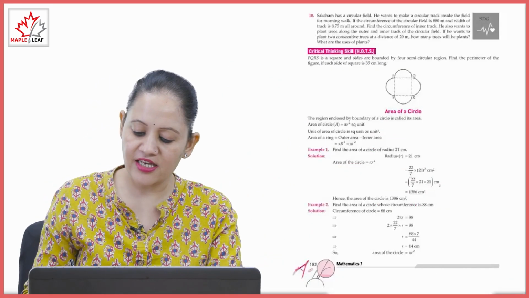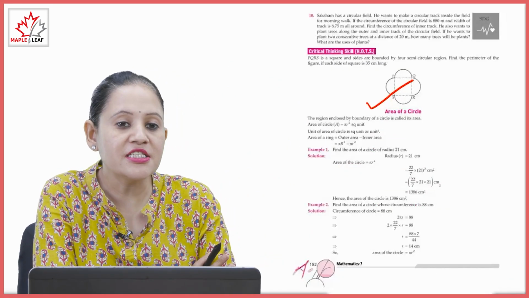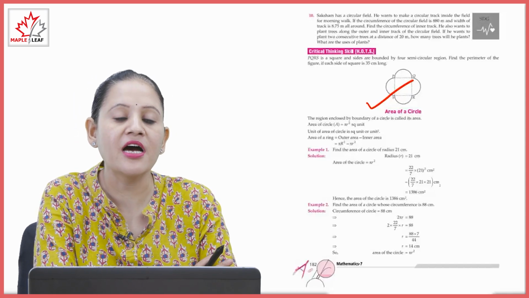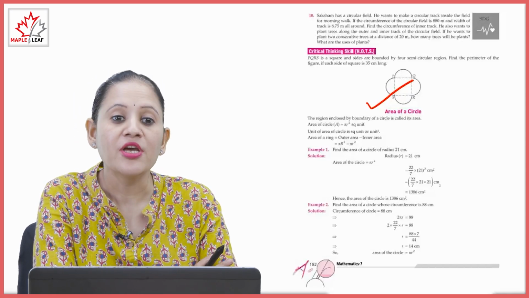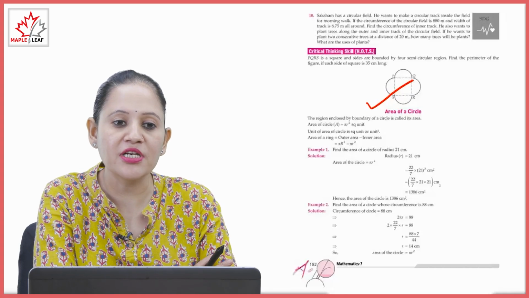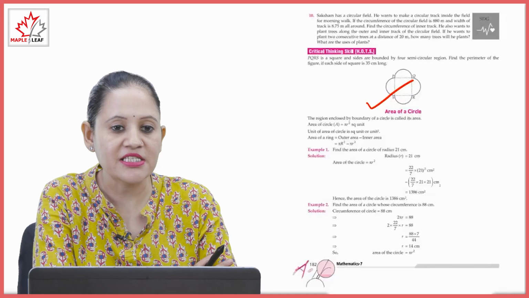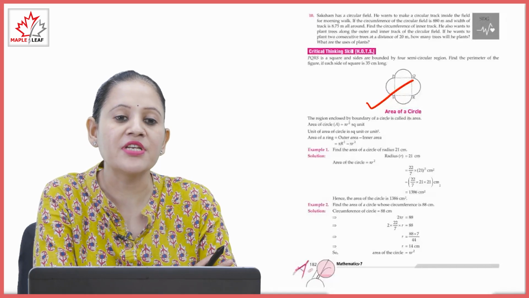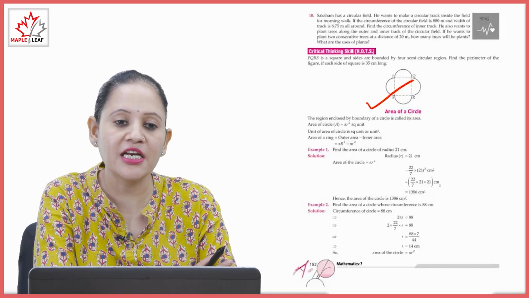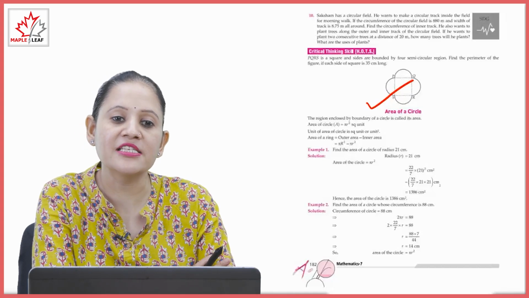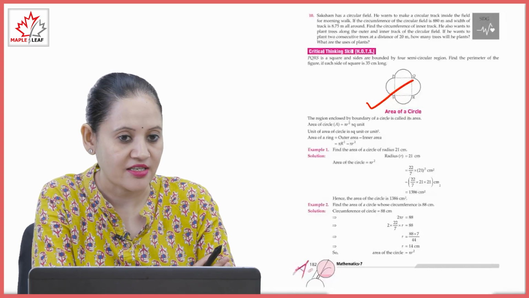Next is area of circle. The region enclosed by the boundary of the circle, that is called area. Area of circle is pi r square unit. Unit of the area of the circle is square unit or unit square. Area of ring equals outer area minus inner area. Here we have taken capital R as the radius of the outer circle and small r as the radius of the inner circle.